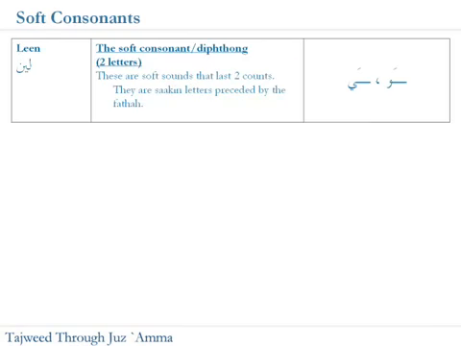Then we have the soft consonants, which we have a separate lesson on, and they're known as the lean, harf lean, but the attribute here is called lean. And it says here they are soft sounds that last two counts. They are sakin letters preceded by the fatha. So this is the ow and the a, which are very soft, have no direct contact with most of the mouth on the point of completing the sound.